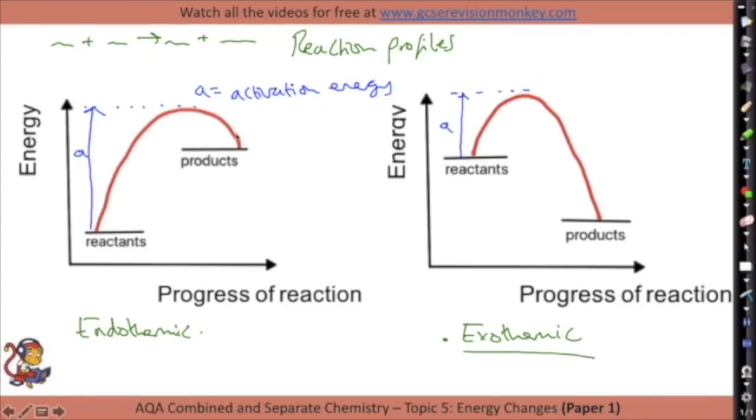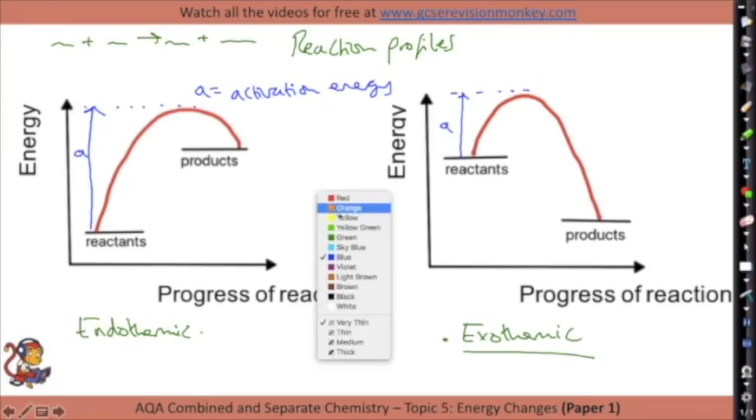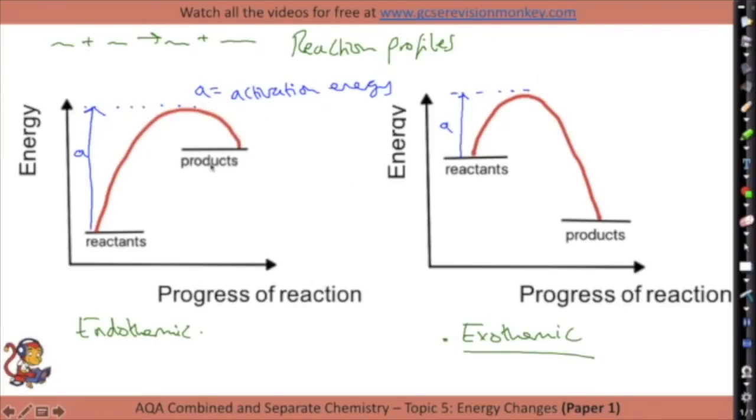This is the minimum amount of energy needed for a reaction to happen. And this comes up in paper 2 when you're talking about collision theory as well. So A is the activation energy, and the other thing that you might have to label is the overall energy change, which I'll just call delta H, because that's what we normally call it. And that's the difference between the reactants and the products. So here, this is the overall energy change, and the energy is going up.